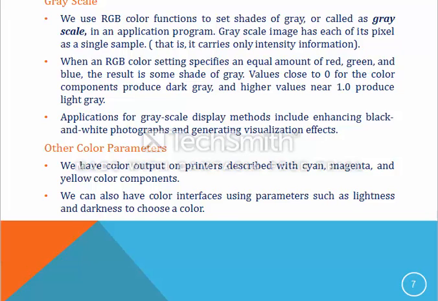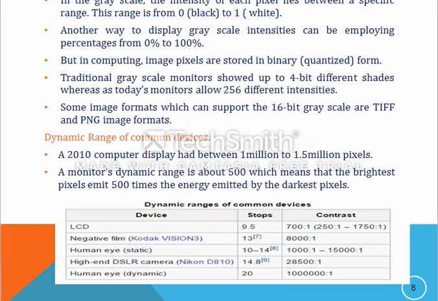In addition to an RGB specification, other 3 component color representations are useful in computer graphics applications. For example, color output on printers is described with cyan, magenta, and yellow color components, and color interfaces sometimes use parameters such as lightness and darkness to choose a color. Traditional grayscale monitors showed up to 4 different shades, whereas today's monitors allow 256 different intensities. Some image formats which can support 16-bit grayscale are TIFF and PNG.